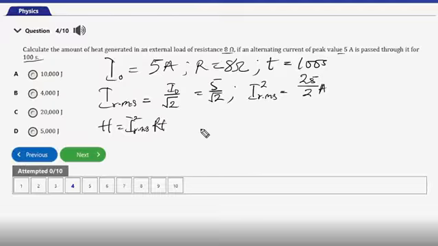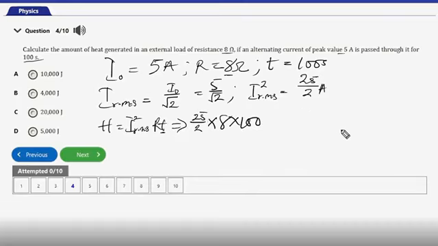So with this we can get down to the answer to this question by plugging in the actual values we should have here. So this would be 25 over 2 for the I root mean square, and then times the resistance is 8 ohms, then times the time is 100 seconds, and that's it.